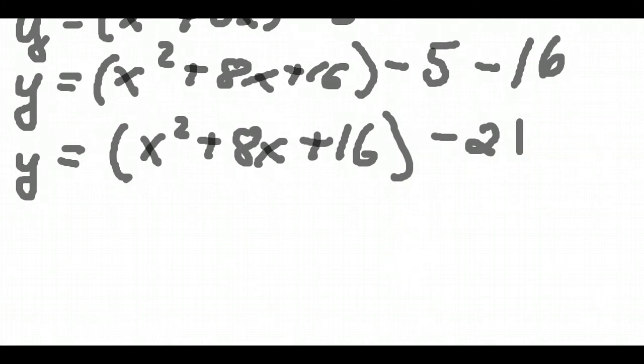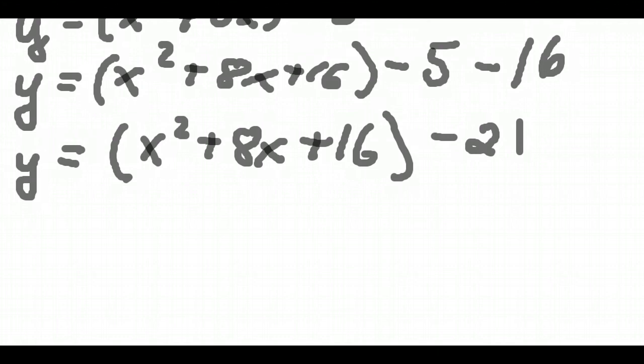So now, what do you guys think? What would we do next if we want to get it into vertex form? Add the 21 to both sides? Not to both sides. So think about the original formula. The vertex form is y equals open x minus h closed squared plus k. So looking at this x squared plus 8x plus 16, could we factor this and get it into open x minus something closed squared? Since we completed the square, can we do that? So we made it a perfect square.